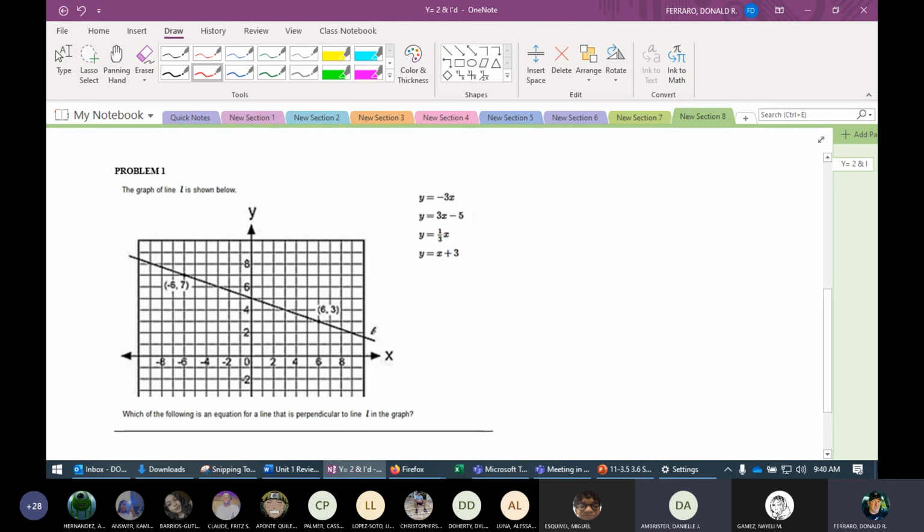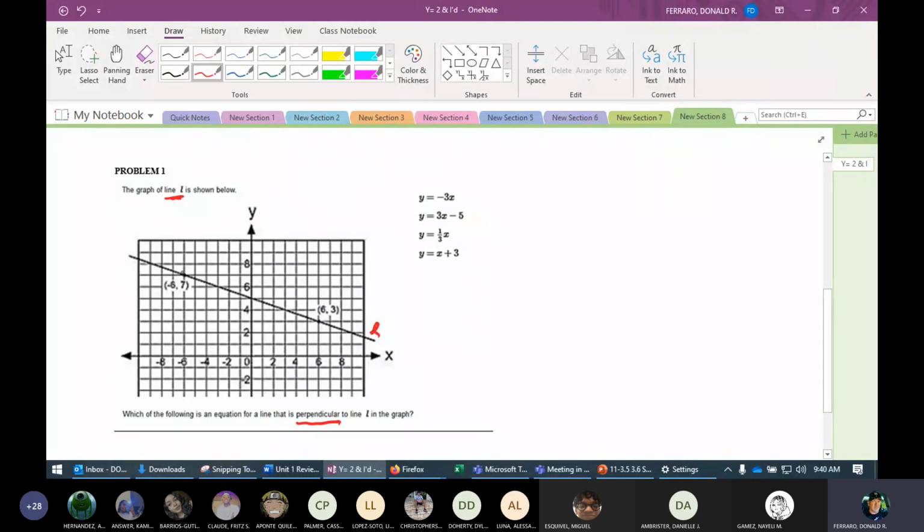Okay, so a couple things jump out. The first thing is the naming convention of line L, okay? Notice right here, they've got that little L, all right? That's the line that we're talking about. And then they say perpendicular. If they say perpendicular or parallel in an equation, we're looking for slope. So we've got to figure out the slope of line L.